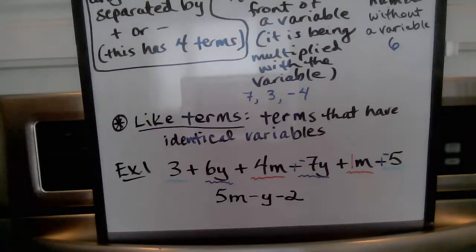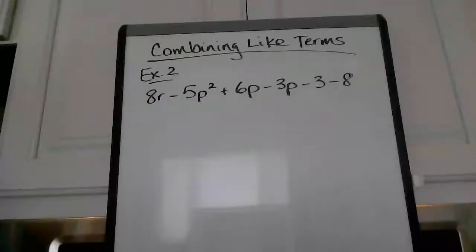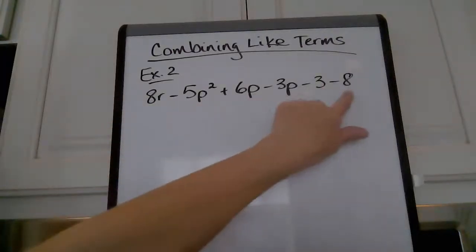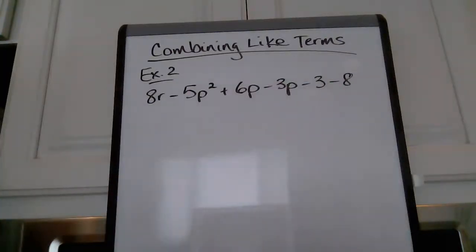Alphabetical order, constant last, and any plus negatives would just be written as subtraction. Okay, let's look at another example, and notice it's still an expression. There's no equal sign. We have 1, 2, 3, 4, 5, 6 terms before we're simplifying. And when we're simplifying, we're just combining things that belong together. It's kind of like cleaning up your room.